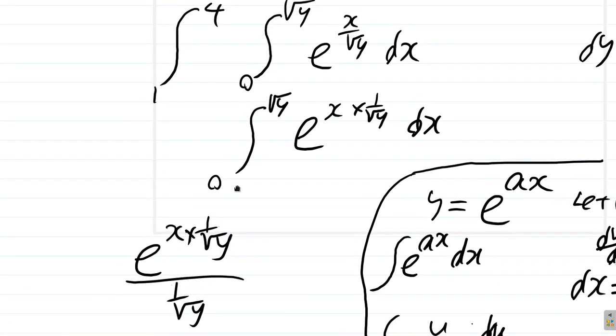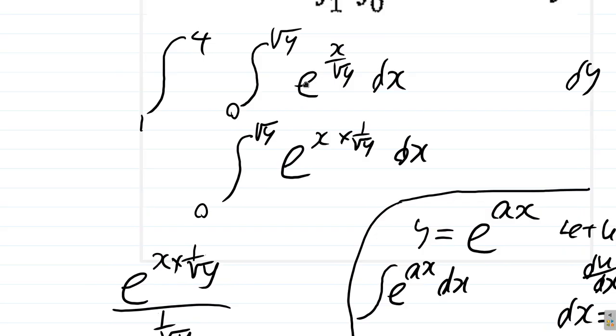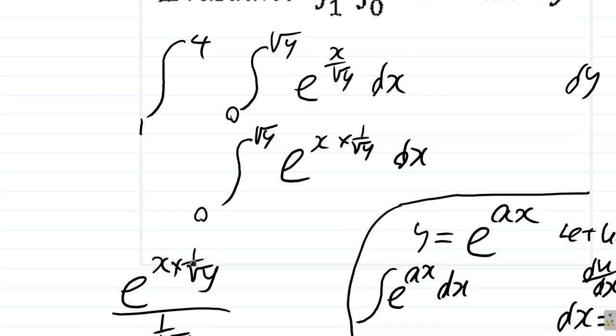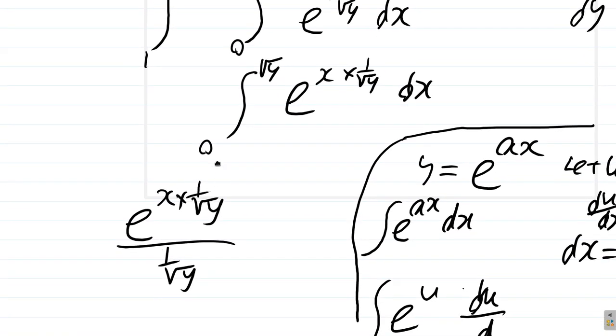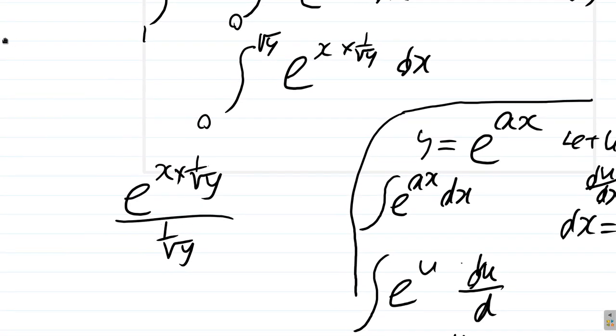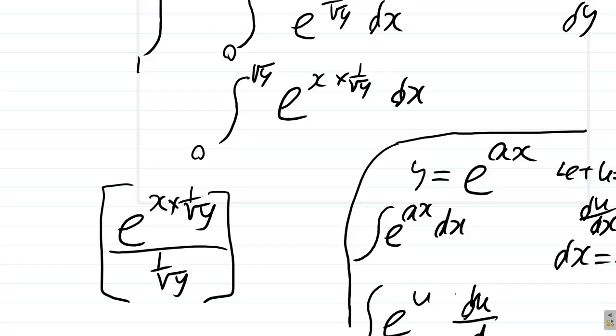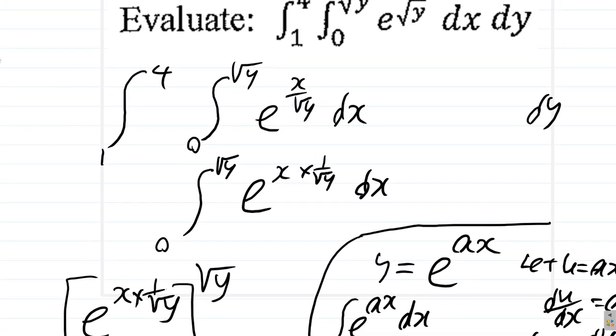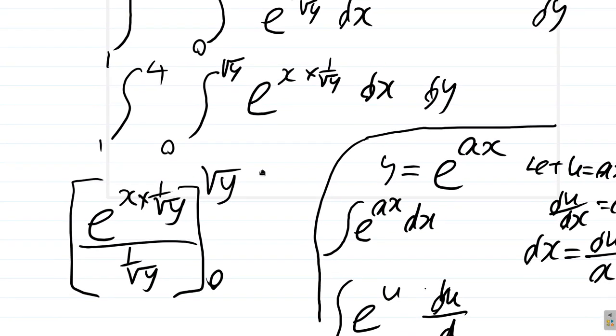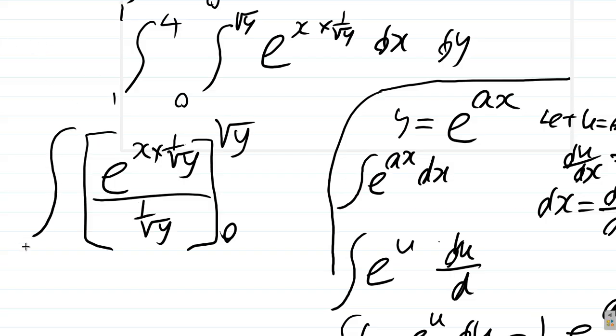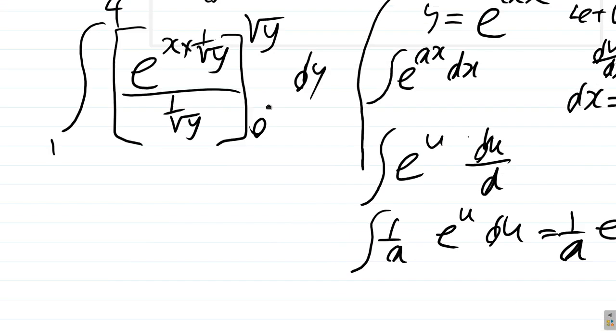So, what you have when you integrate is e to the x over square root of y, which I write here as x times 1 over square root of y, divided by 1 over square root of y. And you're going from, to the boundaries again, 0 to square root of y. But don't forget that you have this second integral to work out, you know. Keep writing it or you might forget. Integral from 1 to 4 dy. Alright? Okay.